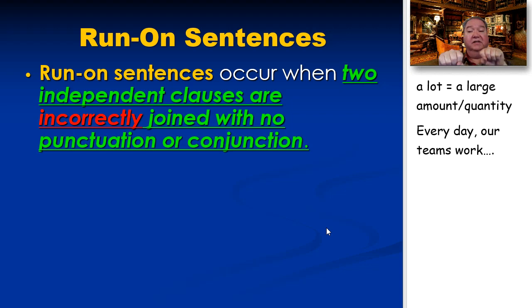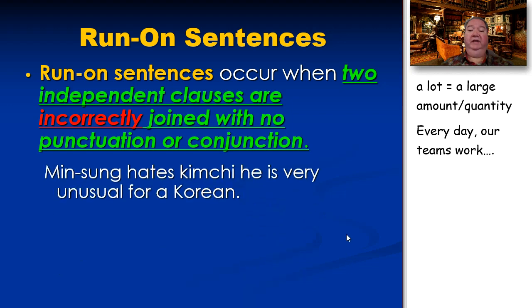But if you had a sentence and a sentence with a comma, that's a comma splice. So that's not enough. But there's no conjunction here to make a compound sentence. It's just two sentences stuck together. And again, this is a problem. This is something that's wrong. To look at our earlier examples, we could do something like this. Min Sung hates kimchi. He's very unusual for a Korean.